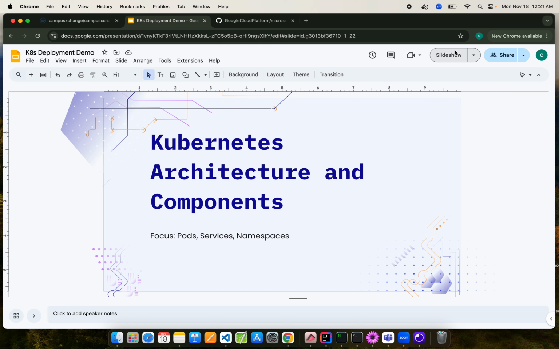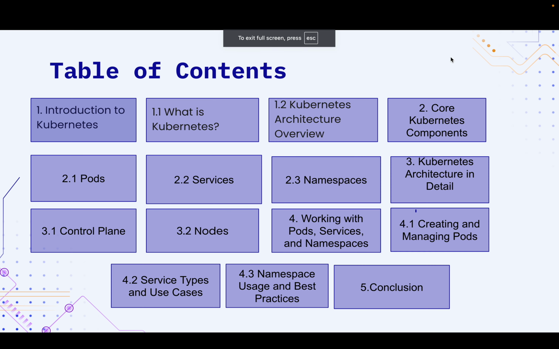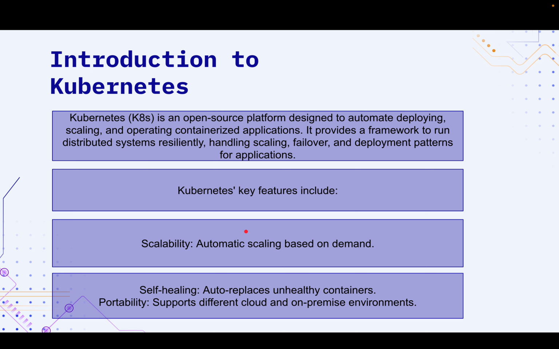I'm going to put this on a slide. We're going to cover the few things that are necessary as part of this demo. So let's see here. What is Kubernetes? It's an open source platform designed to automate deploying, scaling, which is what I just talked about, and operating containerized applications. It provides a framework to run distributed systems resiliently, handling scaling, failover, and deployment patterns for applications.